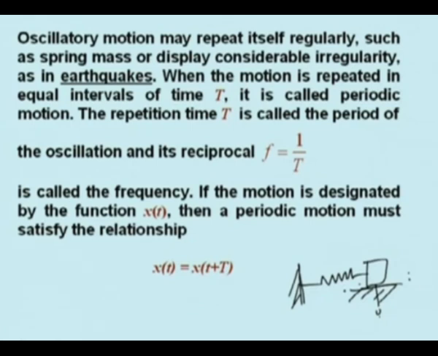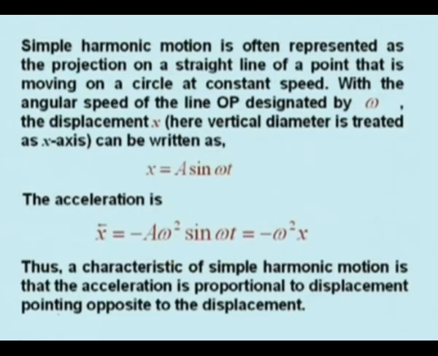If the motion is designated by the function x(t), then a periodic motion must satisfy the relationship x(t) = x(t + T). T is the time period. At time period T, it should come back to the same position. That is the condition for a periodic motion. Now simple harmonic motion, which is a periodic motion, is represented as the projection on a straight line of a point that is moving on a circle at constant speed, with the angular speed of the line OP designated by omega.